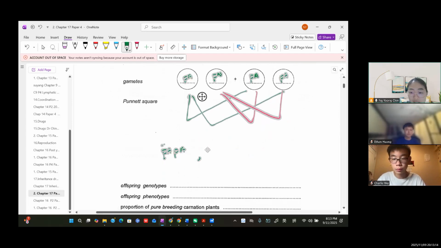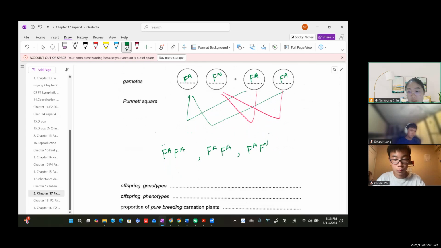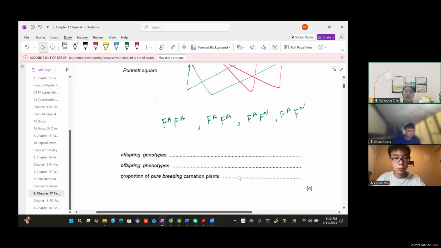And then F A again. And then you have a F and also F and again. So this is your genotype. Okay, so this is your genotype. So in the genotype, you can draw something like this.